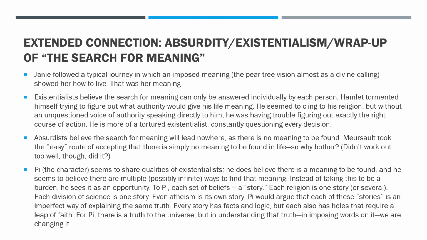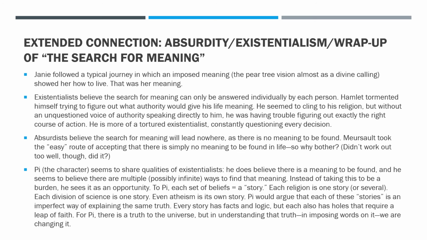So we talked about in this unit the whole search for meaning, different ways that characters find meaning. So Janie, this was a more typical journey. This was an imposed meaning. The pear tree vision, it's like a divine message, right? She has this divine calling, and then she schedules her whole life around that divine calling. She makes some mistakes, but she basically follows the archetypal journey, going through trials and things like that, and then ultimately she is a master of two worlds, right? So that was more typical.